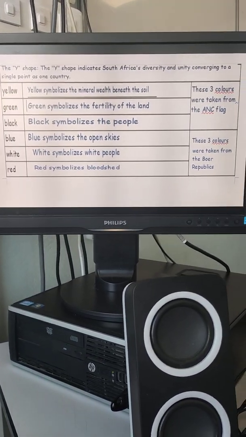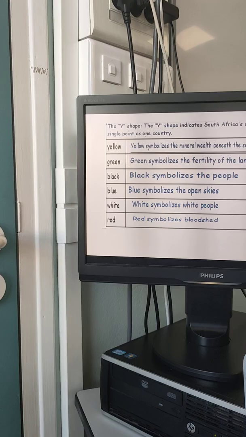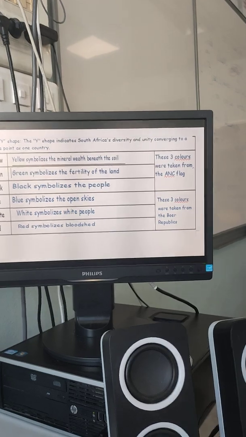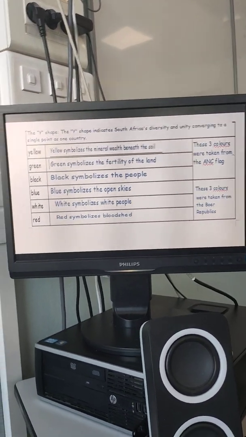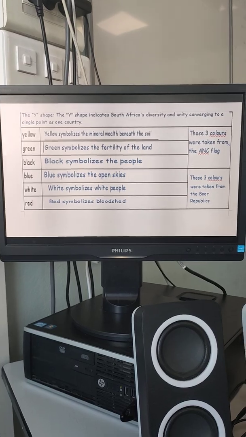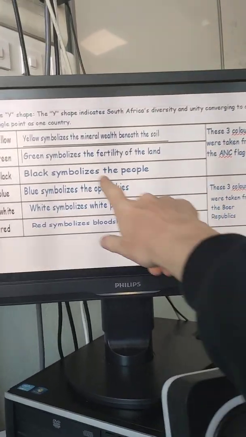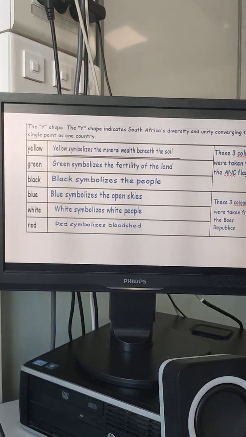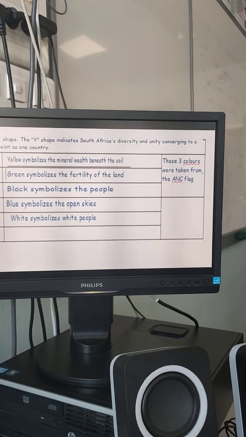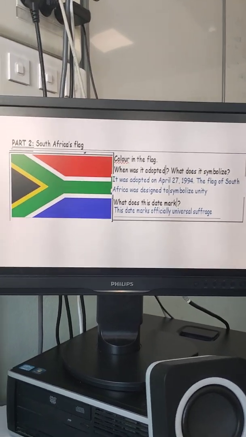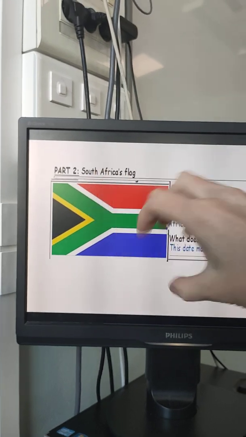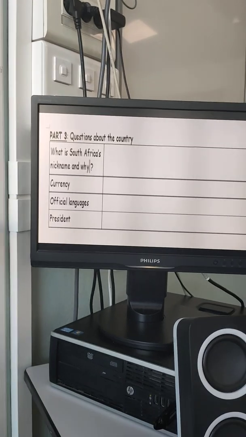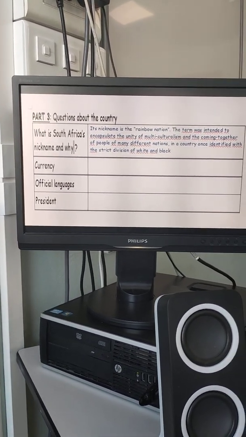Okay, so blue symbolises the open skies, white for white people, and red for bloodshed, because as you will see in the next lesson, a lot of people suffered. And these 3 colours here, blue, white and red, were taken from the Boer republics. So the flag really does symbolise unity between blacks and whites. So it is nicknamed the Rainbow Nation.